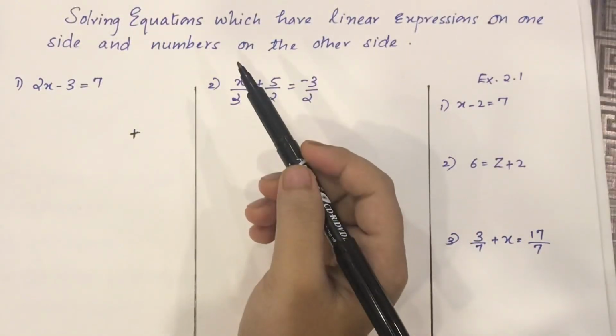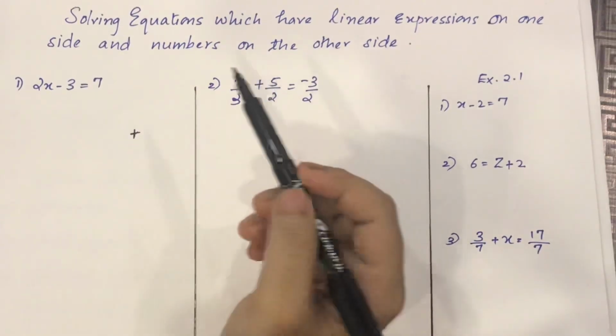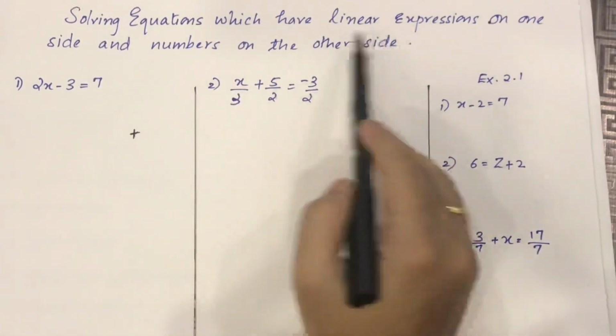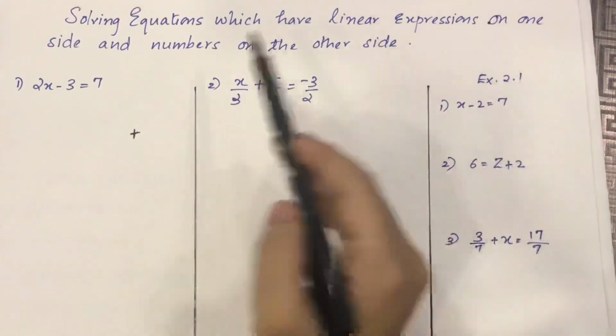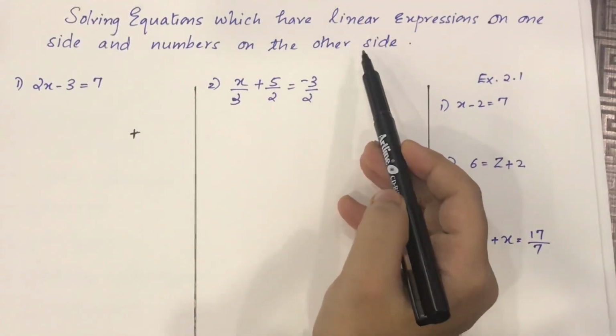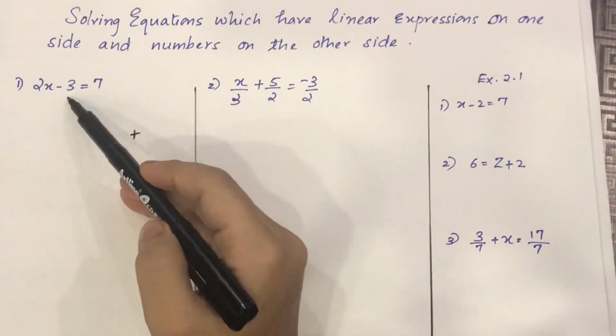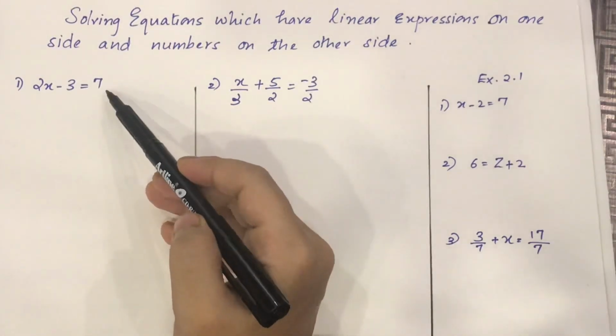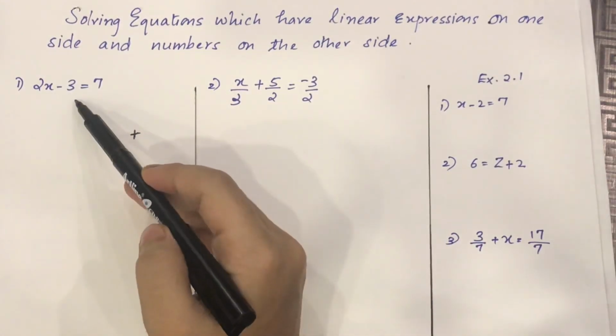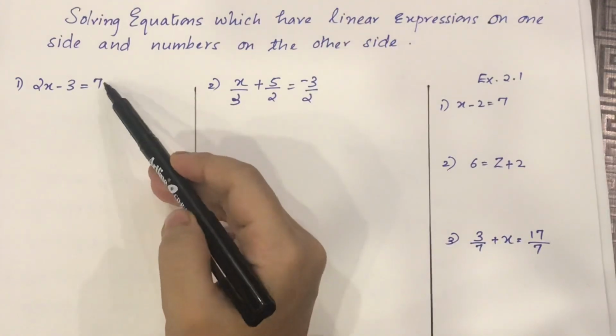Now, let's start solving the linear equations. We will first solve the equations which have linear expressions on one side and the numbers on the other side. If you take this example, 2x minus 3 is equal to 7. Here, the linear expressions are on one side and on the other side, we have just the number.